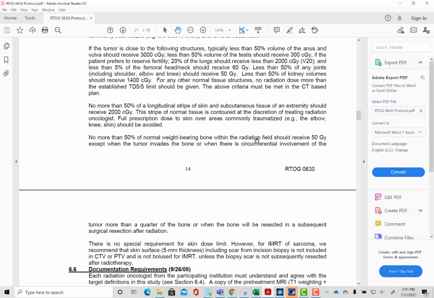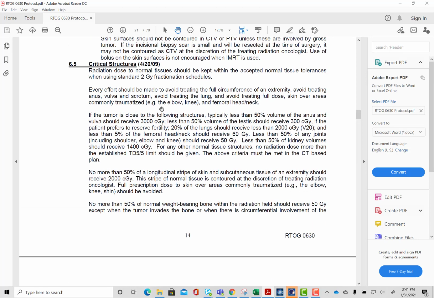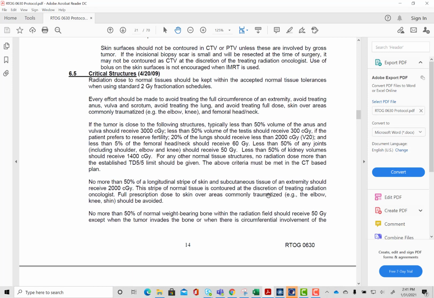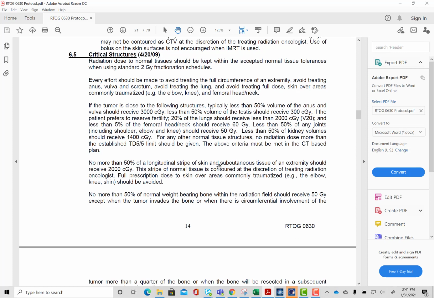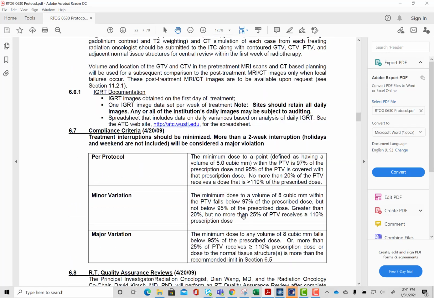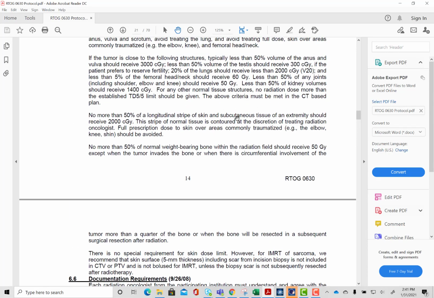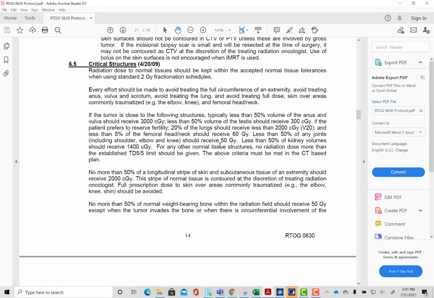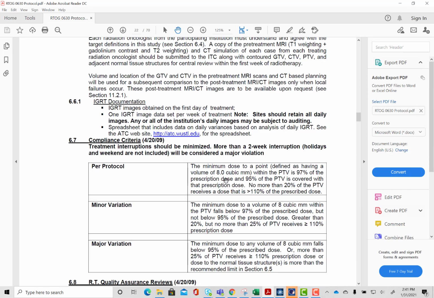And then these are actually kind of secondary. If you read here, the wording says every effort should be made to avoid treating blah, blah, blah, all this stuff. But coverage comes first, then we should meet these critical structure constraints. Ultimately, though, it's up to the doctor. So if these are kind of contradicting each other or just really tricky, it's up to the doctor to ultimately decide what to do. But again, for this case, we should be able to meet these constraints and meet these per protocol coverage constraints too.